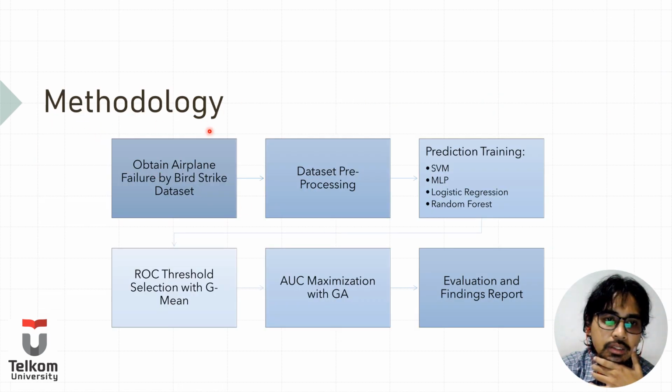So this is our methodology. First, we obtain the airplane failure by bird strike dataset from Kaggle, and then we do dataset pre-processing. We use label encoders and other methods, and then we do prediction training using the four machine learning methods mentioned earlier. After that, we do ROC threshold selection with G-mean, and then the next step is to use GA to do AUC maximization, and lastly, we evaluate and we report our findings.